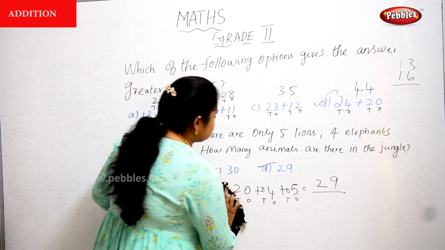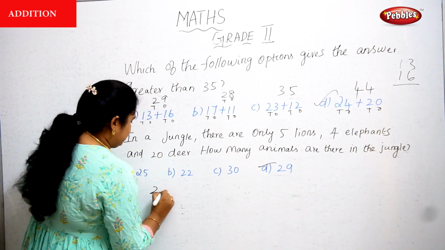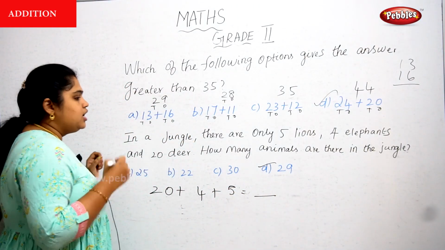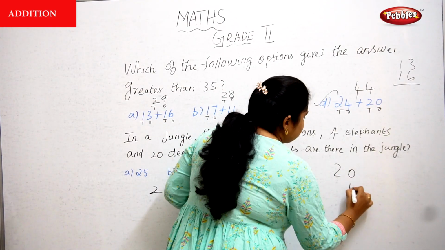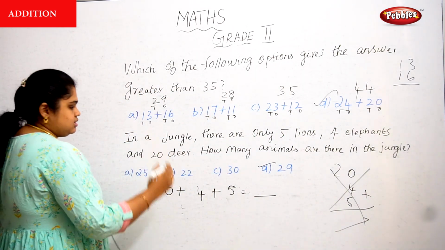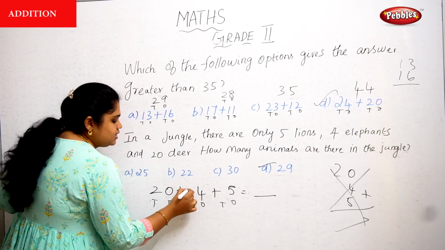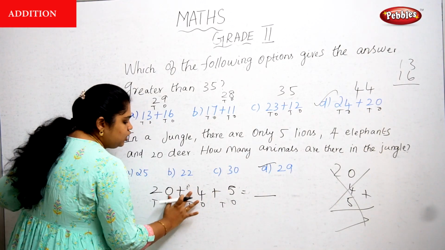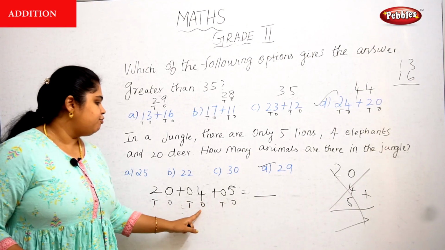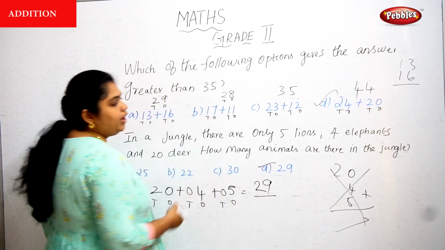Okay children, do you understand? Let me explain one more time how to add 20 plus 4 plus 5. How are you going to calculate? Instead of writing like this, 20 plus 4 plus 5, you are going to perform it like this. Ones and tens, ones and tens, ones and tens. For tens, nothing means it's considered a 0 here. So now we add only the ones, 5 and 4, 9. Next, the tens column, 0 and here 2, 29. So 29 is the answer.